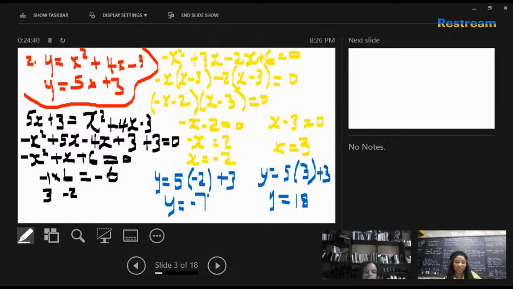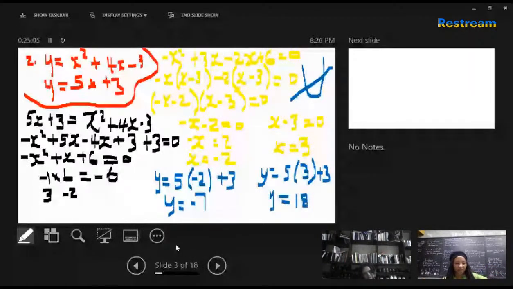So that's what we're saying. For the curve, where the curve cuts the line, at this point is 3 on the x, 18 on the y. And at this point is negative 2 on the x, negative 7 on the y. Right? That's what we're saying. Yes, ma'am. So we're good so far.